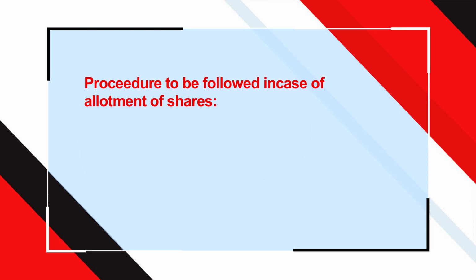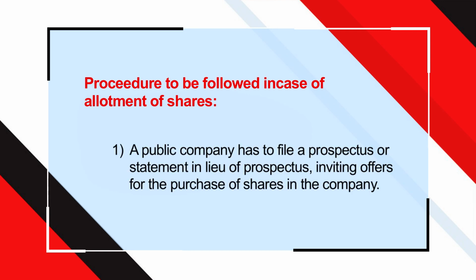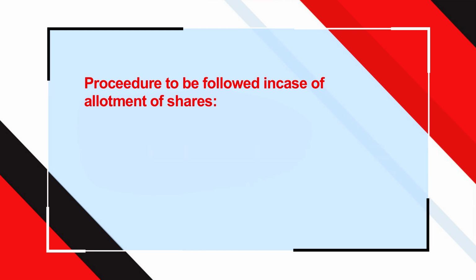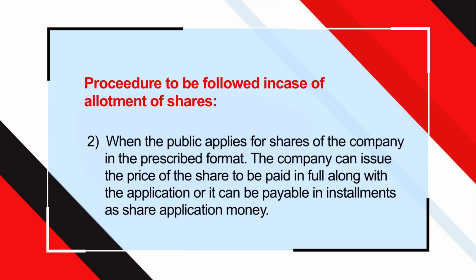Dear students, we now come to the procedure which has to be followed in case of allotment of shares. The first step is that a public company has to file a prospectus or a statement in lieu of prospectus inviting offers for the purchase of shares in the company. Number 2, when the public applies for shares of the company in the prescribed format, the company can ask for the price of the share to be paid in full along with the application, or it can be made payable in installments as share application money. The amount payable as application money has to be at least 5% of the nominal value of the shares.